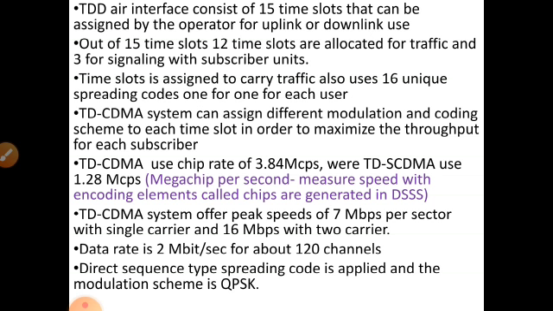Suppose you are using a double carrier, then the speed of the particular system will be 16 megabit per second. Suppose you are using only a single carrier, then the speed will be 7 megabit per second. So the data rate for this corresponding TD-CDMA will be 2 megabit per second.